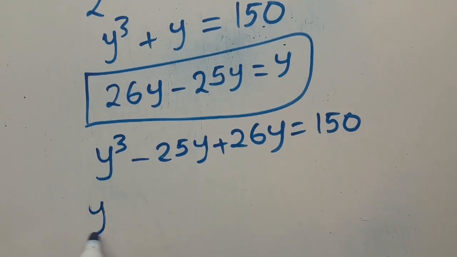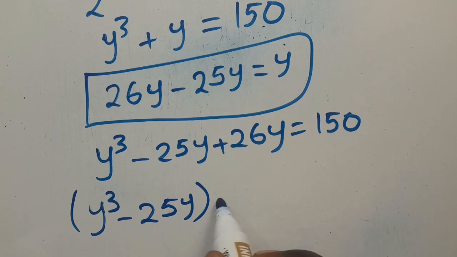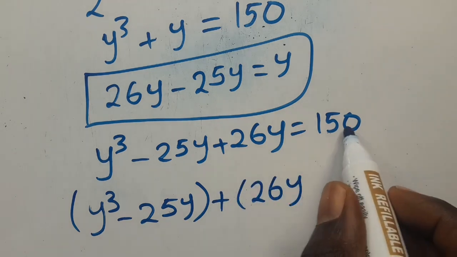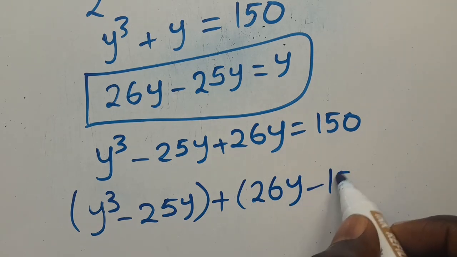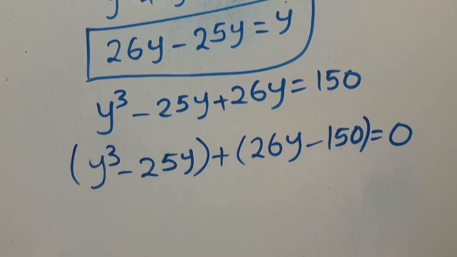Then from here we have y to the power of 3 minus 25y. Let's group this and this together, plus, let's open the bracket, 26y. Taking this one to here, along with this will be minus 150. Then we should set everything to be equal to 0.